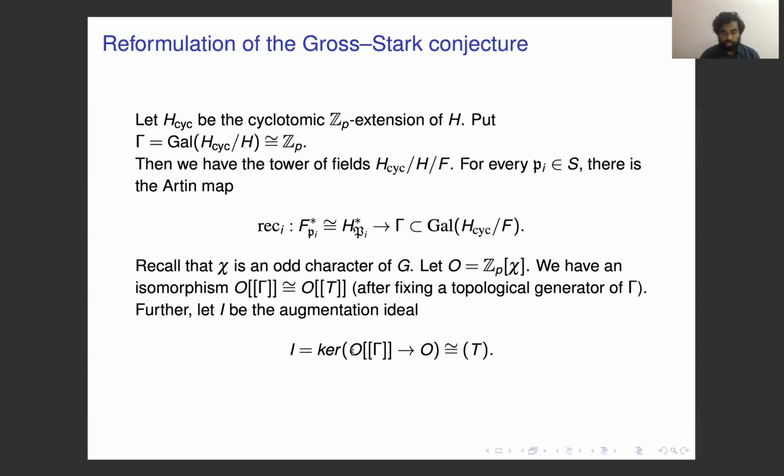So there's the augmentation map from the Iwasawa algebra to O. It just sends all the elements of gamma to 1. So that gives me a ring homomorphism from O[[gamma]] to O. And I take the kernel of this homomorphism. This is called the augmentation ideal. And it's simply isomorphic to the ideal (T) if you fix this isomorphism.